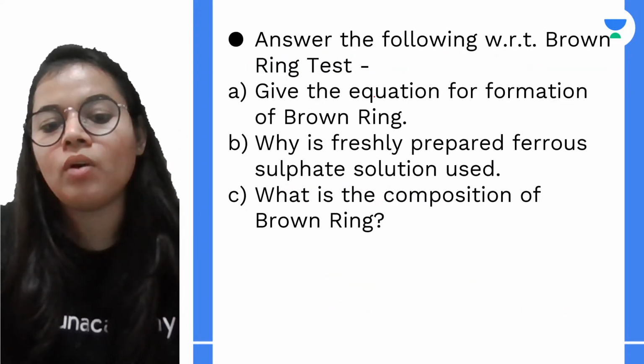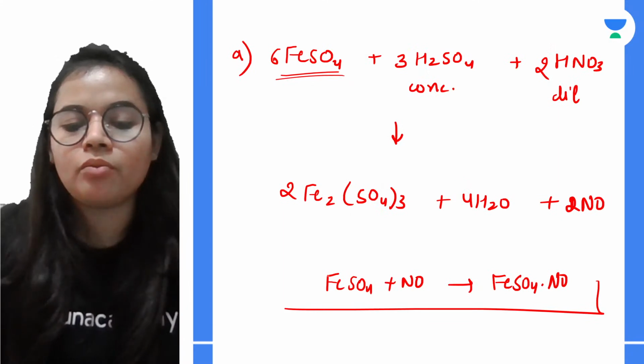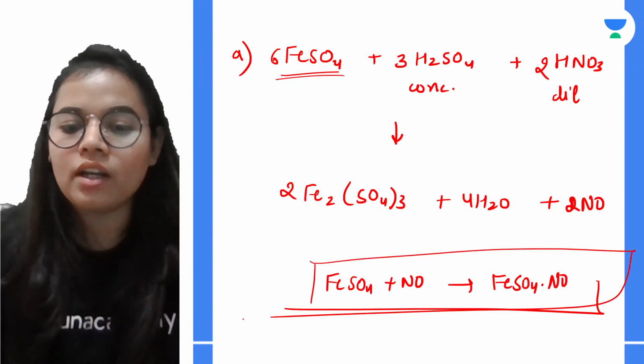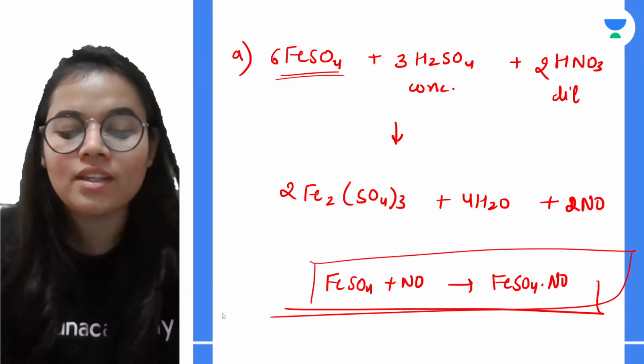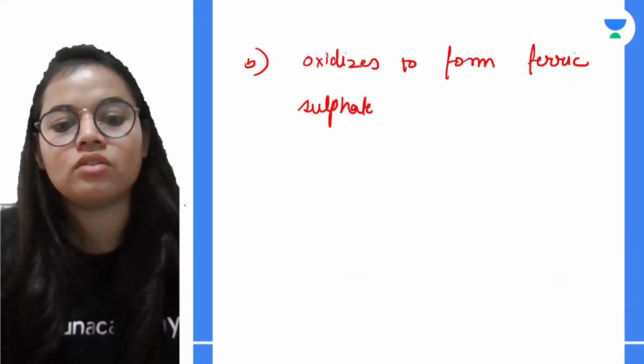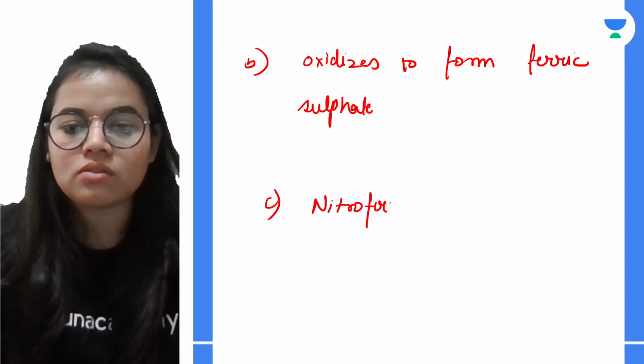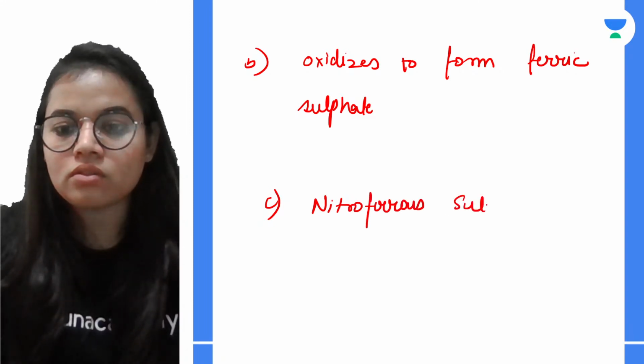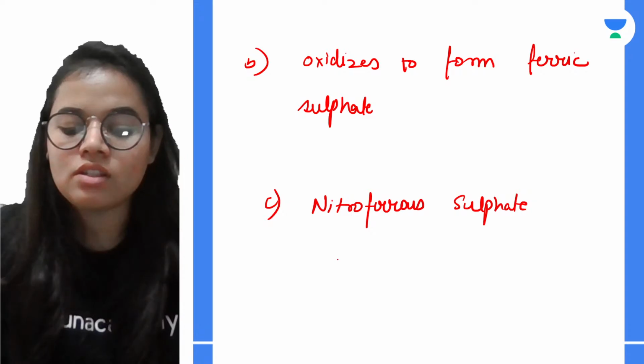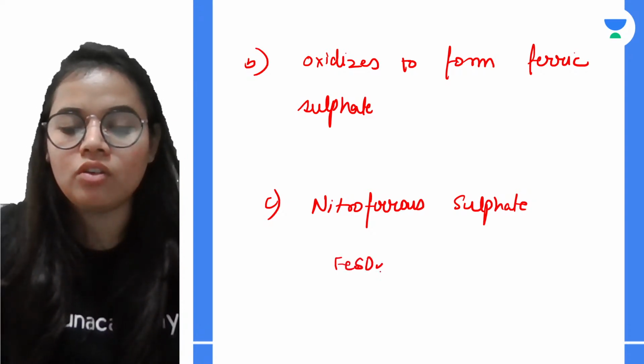And next is what is composition of brown ring? तो brown ring का जो composition है वो हमारा ये रहा. Okay, it is known as nitroferrous sulfate. So the third answer will be which is FeSO4.NO.